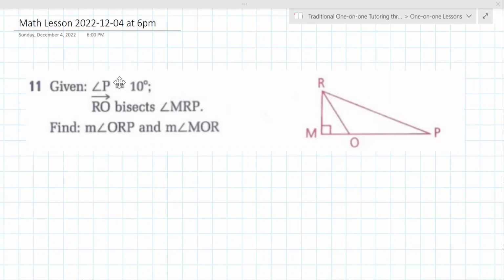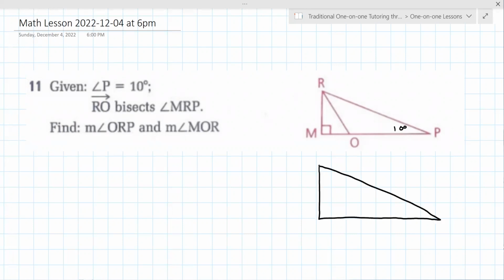So it says here, given angle P equals 10 degrees. So we assume that that one's there. And it says RO bisects angle MRP. Now this is not a proof, is that right? Because there's no proof. It just says to determine, find, calculate kind of thing. Right. Okay, perfect.